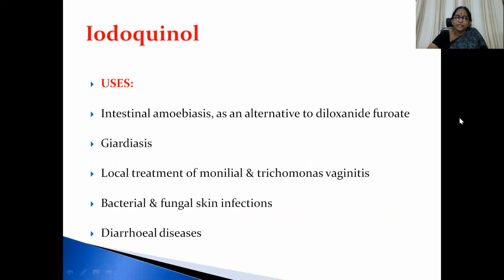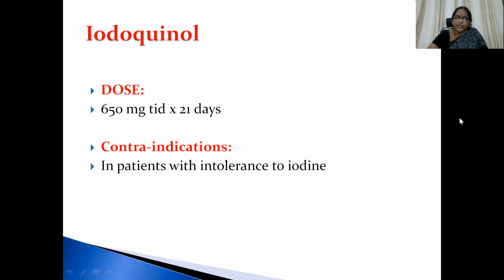Then indications are intestinal amebiasis as an alternative to diloxanide furoate, but not routinely prescribed. It is most commonly used as a luminal amebicide. And then giardiasis, local treatment of monilial and trichomonas vaginitis, bacterial and fungal skin infections, and other diarrheal diseases also. Then 650 mg TID is administered for 21 long days. Because of that, the molecule is going to produce so many severe ADR because of its high toxicity profile, and also iodine toxicity and goiter because of long-term administration for 21 days.